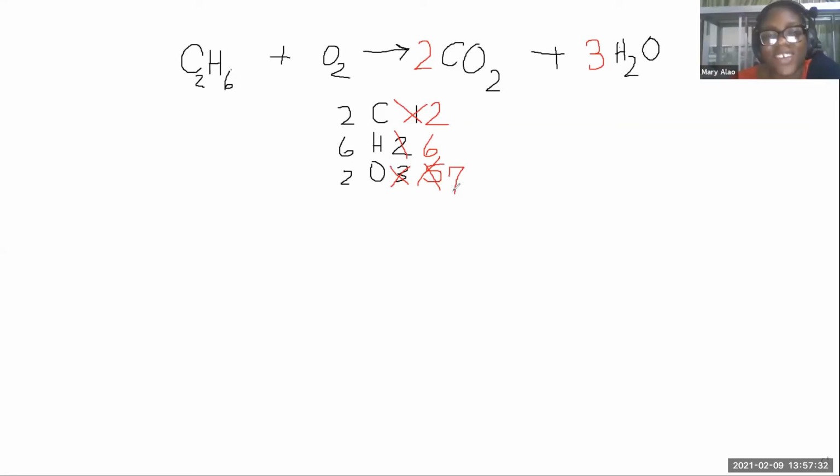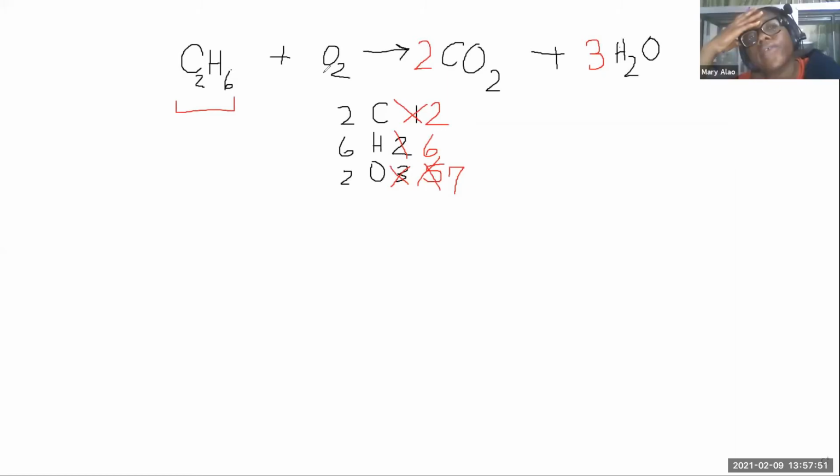Could do that fraction thing. So do we have any oxygens over here? Yes, O2. Not on that side. Okay, so how can I end up with 7 if I have 2 oxygens here?